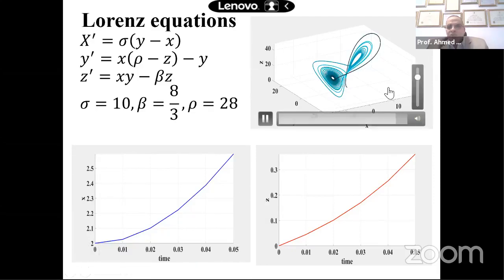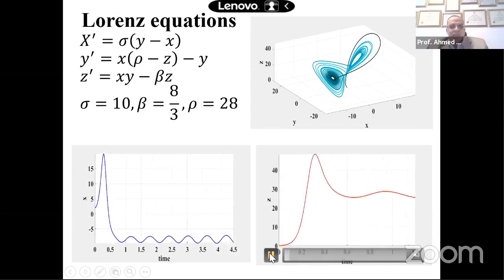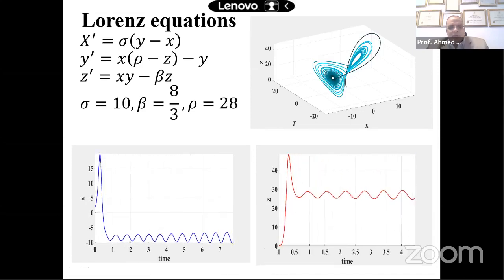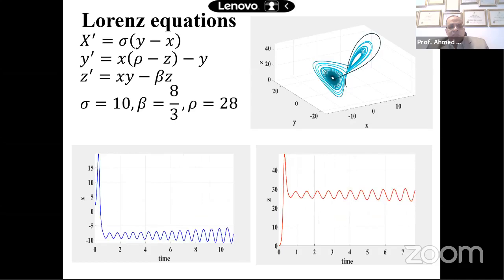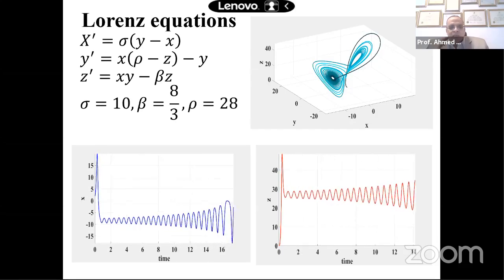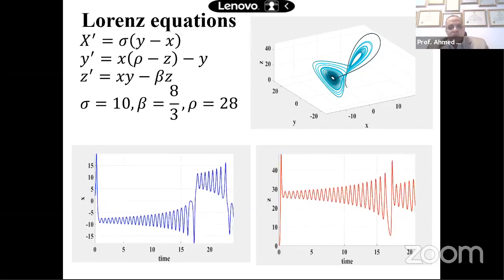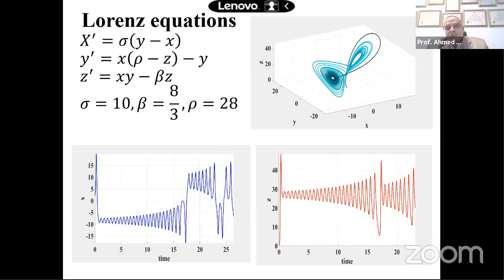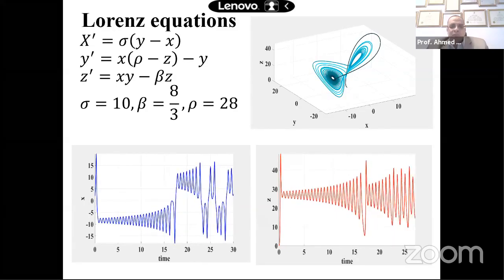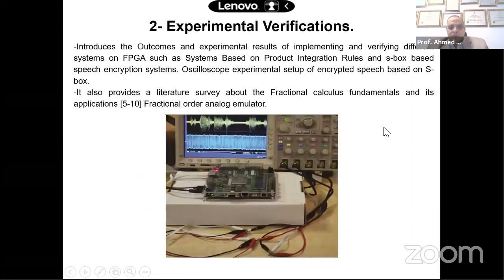This is the same for the time domain. You can see here the time domain of the signals as well, and how they differ versus time. They can grow up and grow down, and you cannot predict them in the long term, but there is short-term predictability. So this is what we have for the chaotic system.